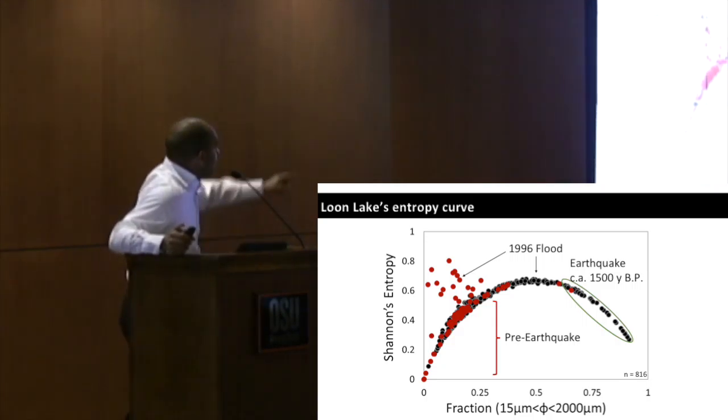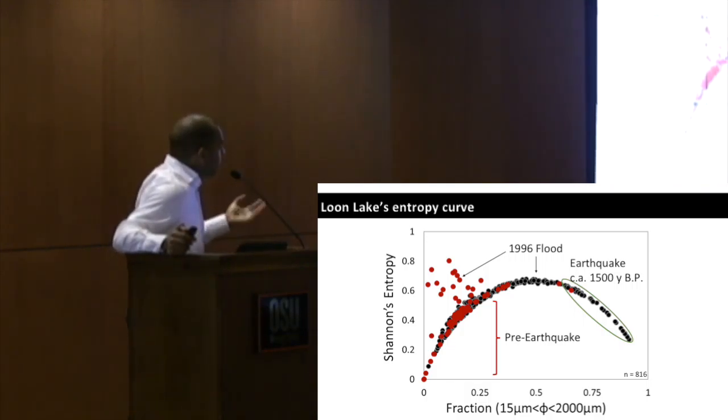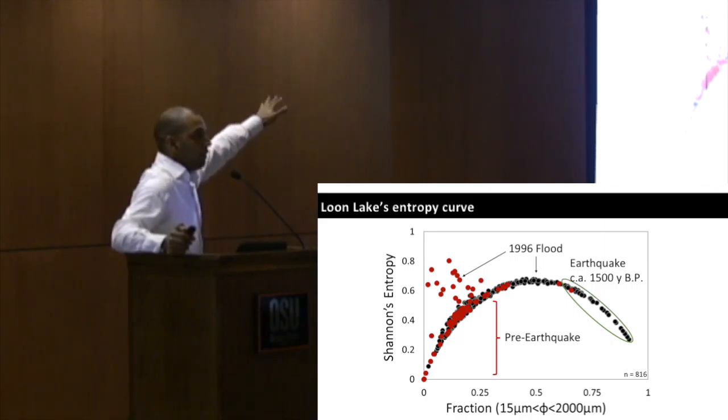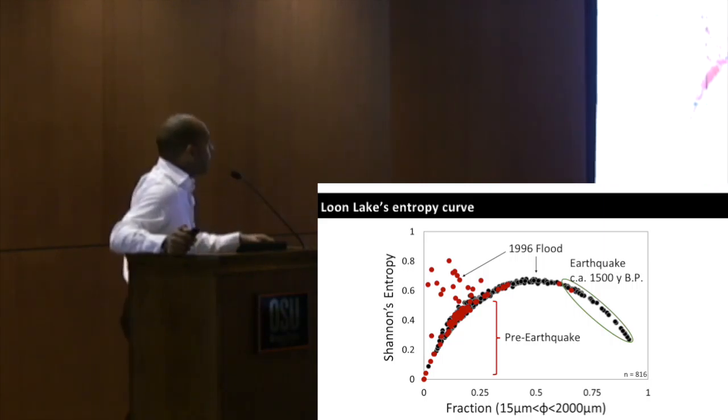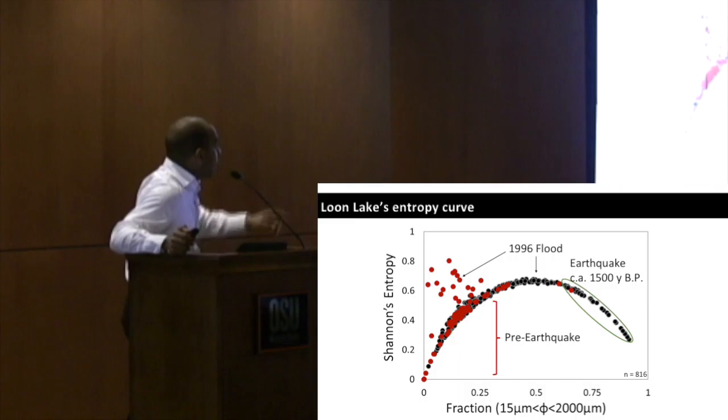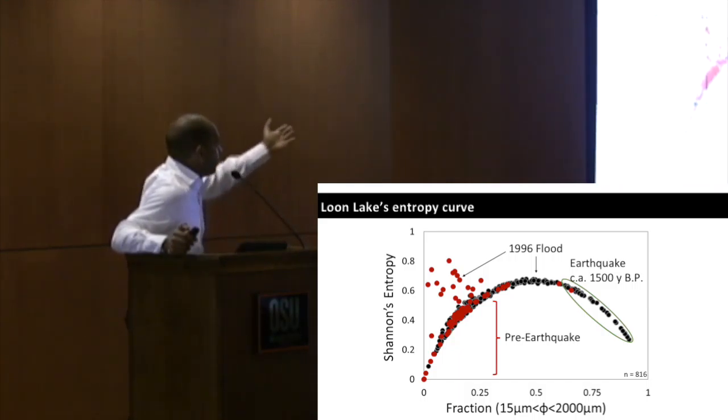But these red dots, I was curious, so I was tracking them in time, and I found out that they correspond to the pre-earthquake condition. So again, what is going on here? I was expecting all the events to be summarized in this same curve. But well, this was also interesting. The signature for the 1996 flood was also represented in this red dot. So what's going on here?